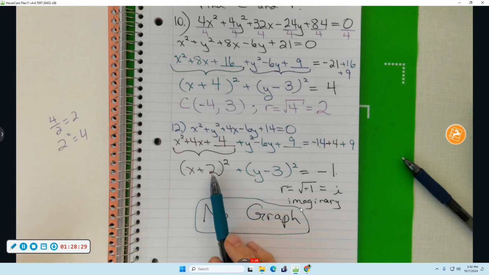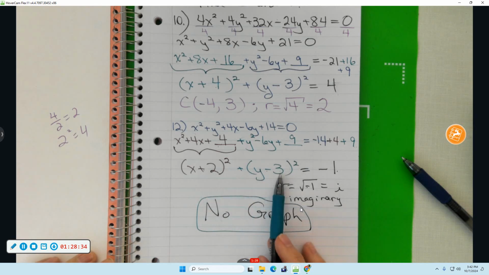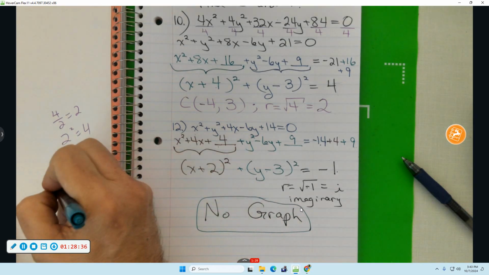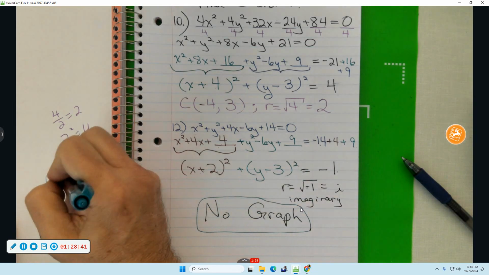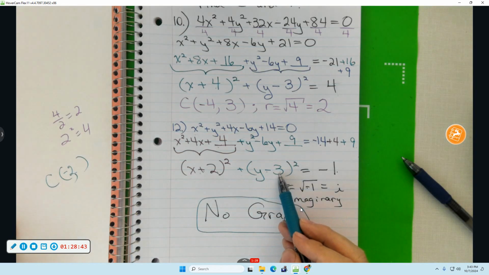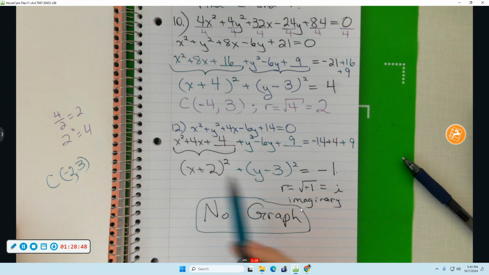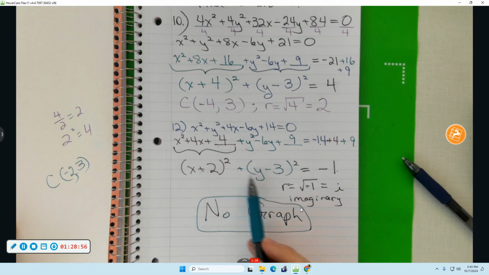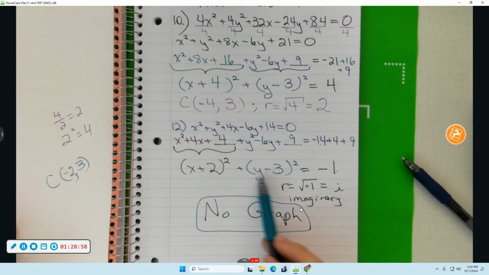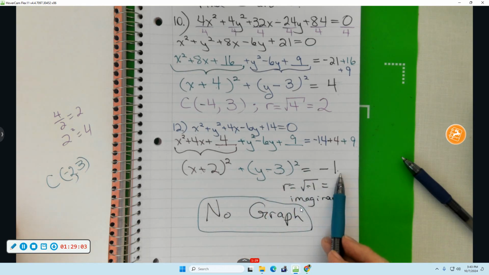If you take, using our method to determine the center, what would the center be? The center, if you tried to determine the center, you'd get a negative 2, and what's the other number? 3. If you plugged in negative 2 and positive 3, you'd get negative 2 plus 2. That's a 0. 0 squared plus 0 squared. 0 plus 0. Does that equal negative 1?